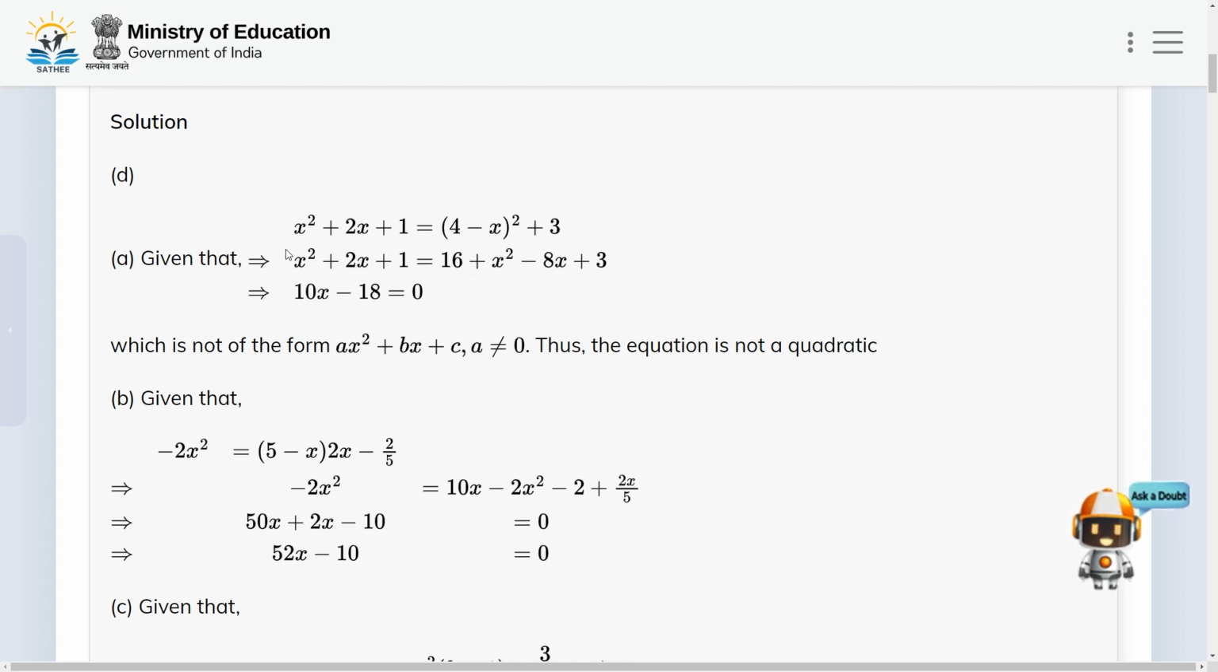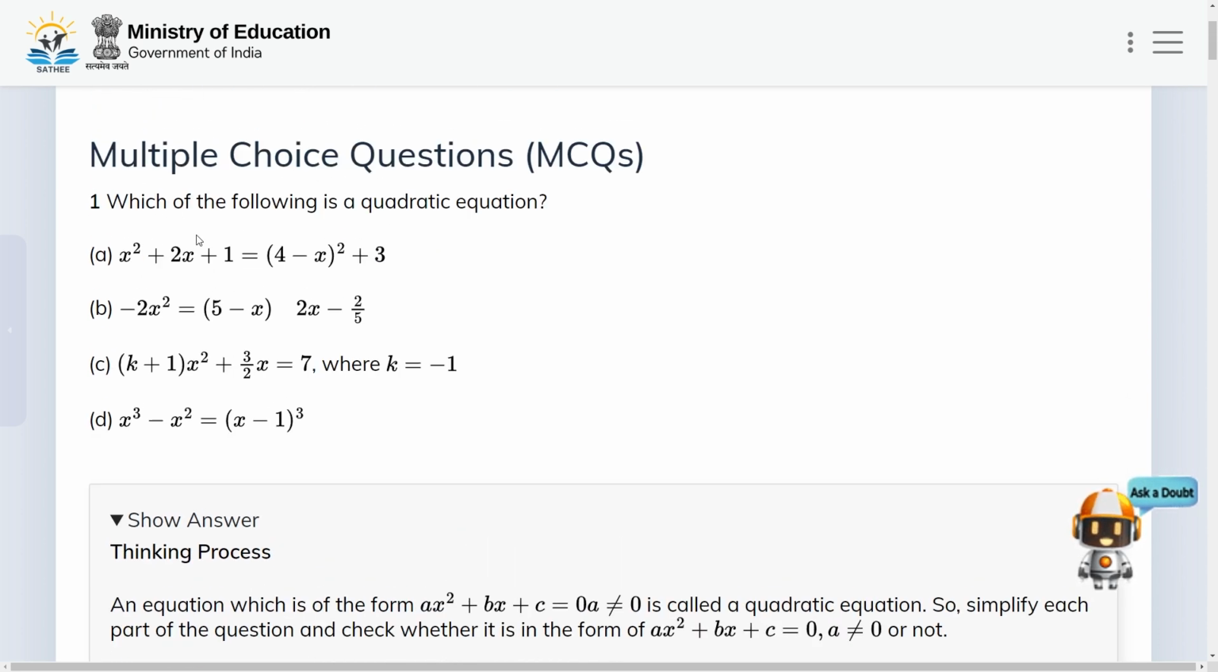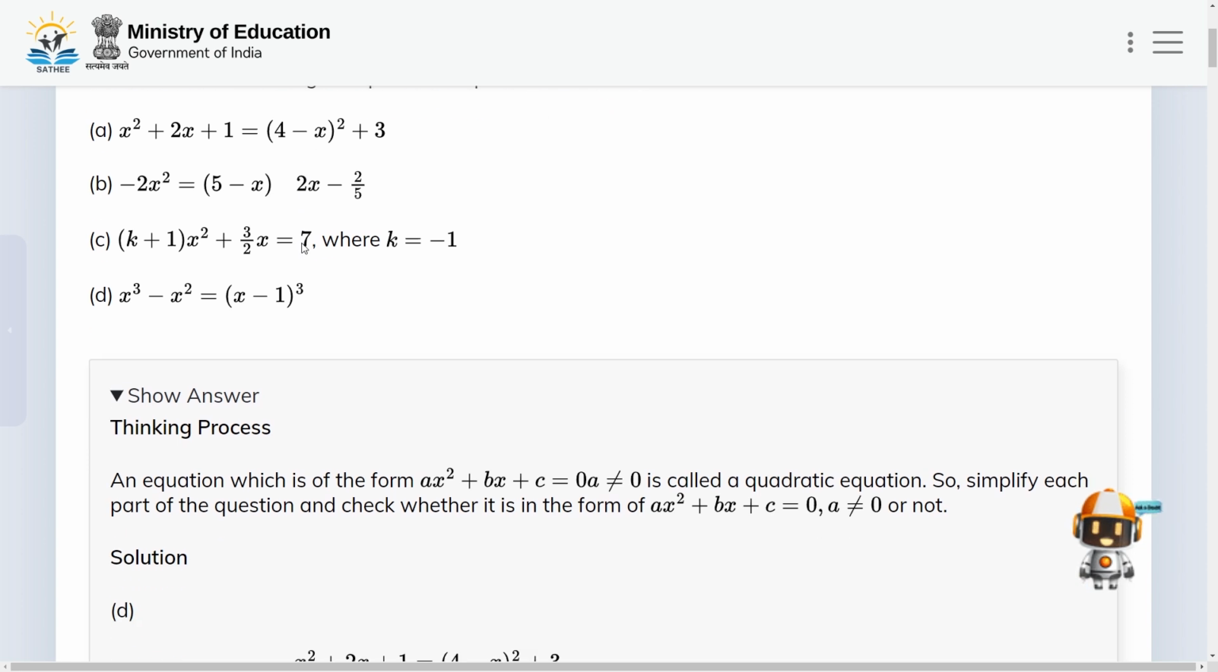If we simplify further, it implies 10x minus 18 is equal to 0. This is not of the form ax square plus bx plus c equal to 0 where a is not equal to 0, thus the equation in option A is not a quadratic equation. Now let us check option B.